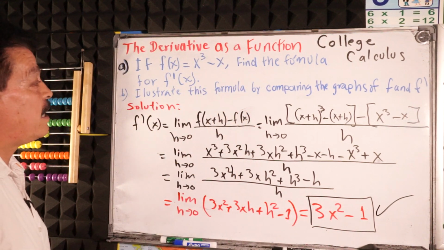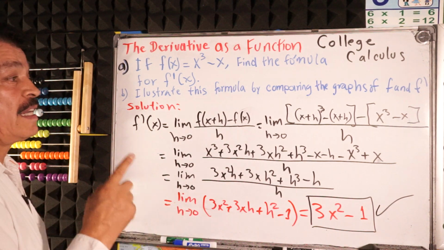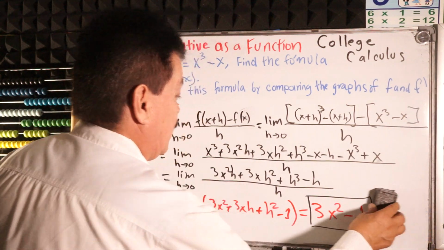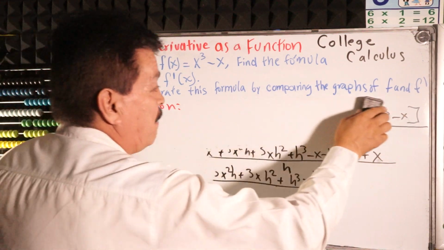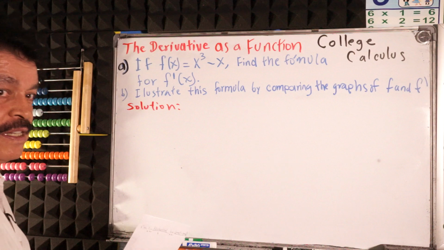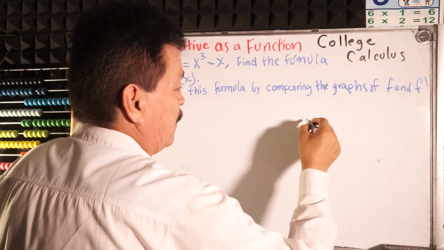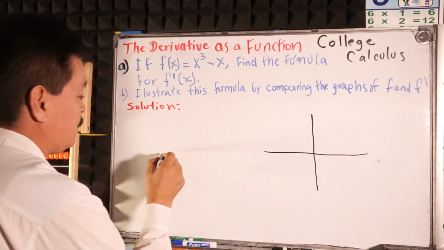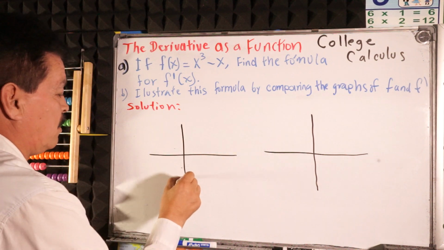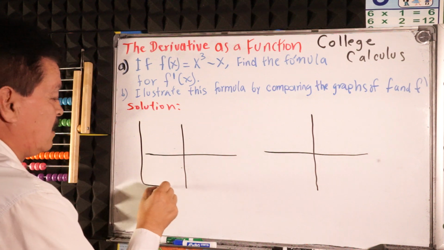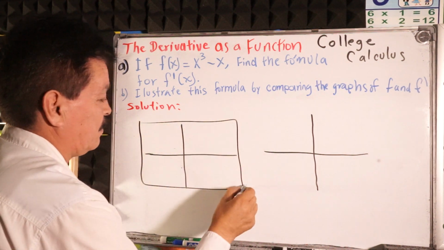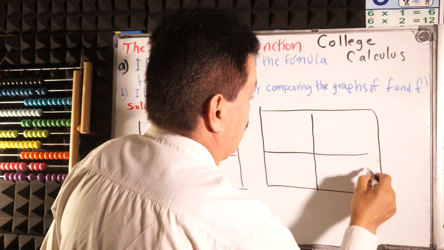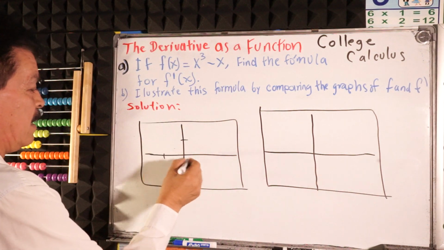That's ready. So now the second part, illustrate the formula by comparing the graph of f and f prime. Let me erase here and let's make some graphs to show you. I already finished the answer. So let me do here two little graphs. I illustrated our problem.